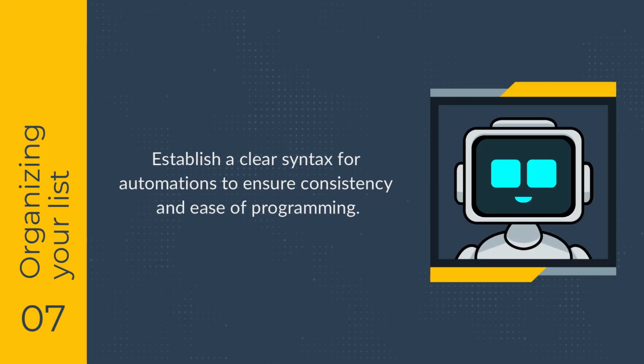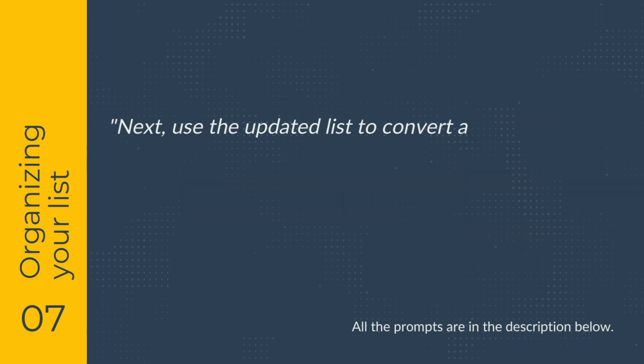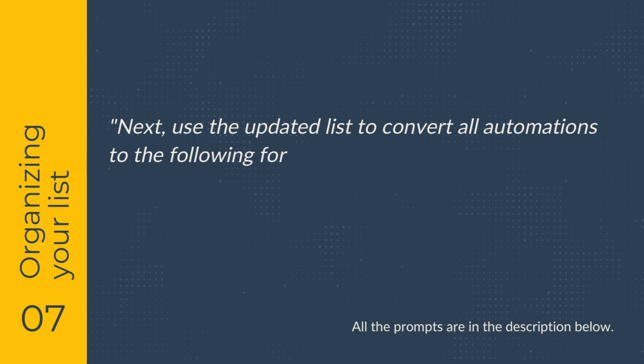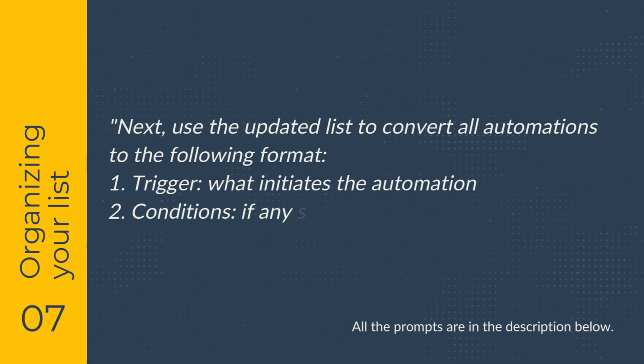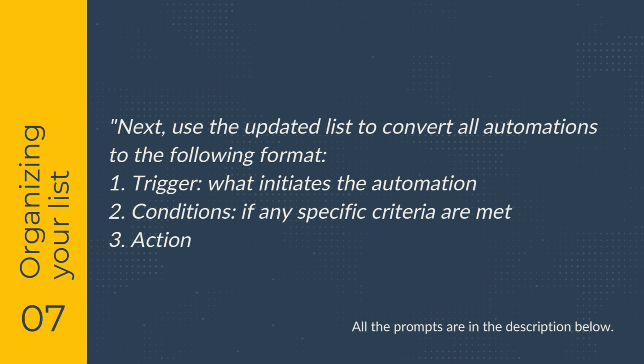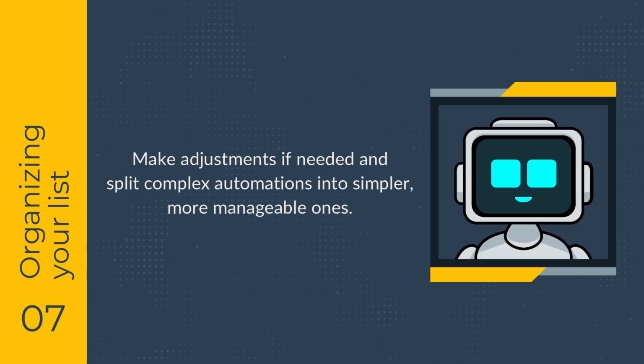To ensure consistency and make programming the automations easier later on, it's useful to establish a clear syntax for your automations. Next, use the updated list to convert all automations to the following format. Trigger, what initiates the automation. Conditions, if any specific criteria are met. Actions, the tasks the system should perform. Review the results, make adjustments, and split complex automations into simpler, more manageable ones.